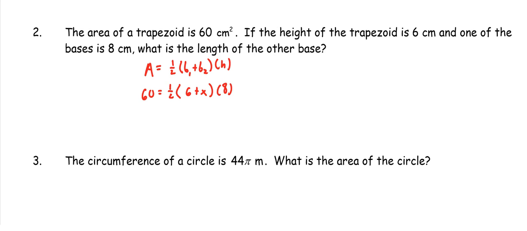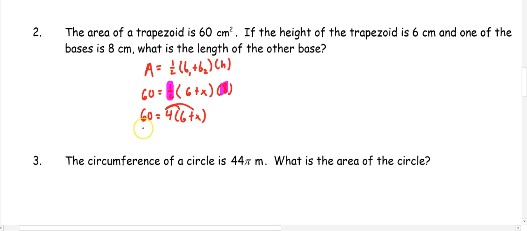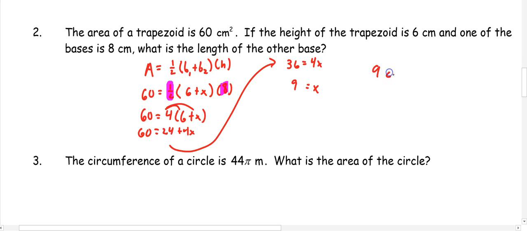Now, the 1/2 and the 8 can multiply together to get us 4. So we have 60 equals 4 times parentheses x plus 6. We can distribute the 4, so 60 equals 24 plus 4x. We can subtract 24 from both sides. 36 equals 4x, and when we divide, x is 9. So our other base then would be 9 centimeters.